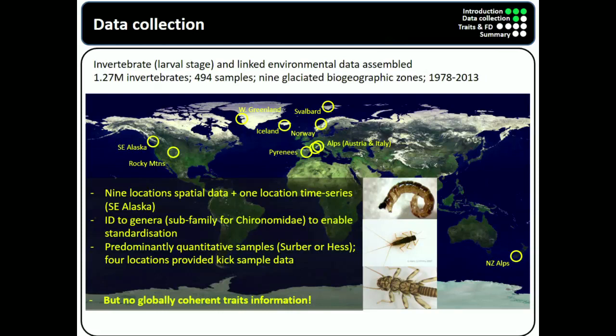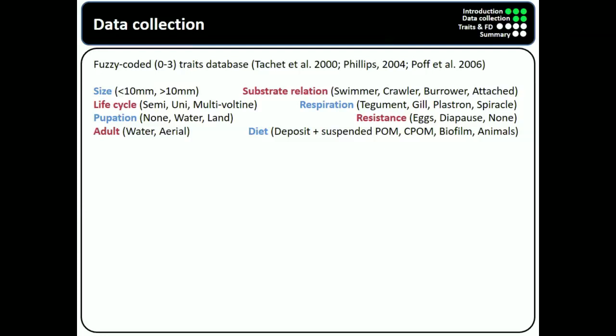But the problem was, we got this great invertebrate data set, but the traits data are not globally coherent. So this is what's been taking up most of our time. We created a fuzzy-coded traits database using information from Tachet for Europe, Phillips for New Zealand, and Poff for North America. Some European and New Zealand ones were fuzzy-coded, but the European one, I think, was between 0 and 5, the New Zealand one between 0 and 3, and the North American one was binary. So we spent quite a lot of time going backwards and forwards between experts trying to work this out. We focused on these 8 traits and these different modalities of the traits, and these are the traits that we've been able to code up, coded between 0 for no affinity and 3 for a strong affinity.